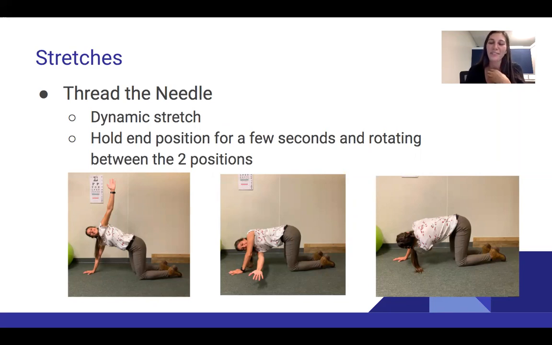This is a thread the needle here. So it's more of a dynamic stretch. It's more moving. So you'll be in a little tabletop position. You'll rotate up and then kind of thread your hand through your arm. And same thing, you should feel a stretch in your shoulder joint, or maybe your thoracic spine, just kind of getting all of that tissue, kind of shoulders and in between, stretched out.